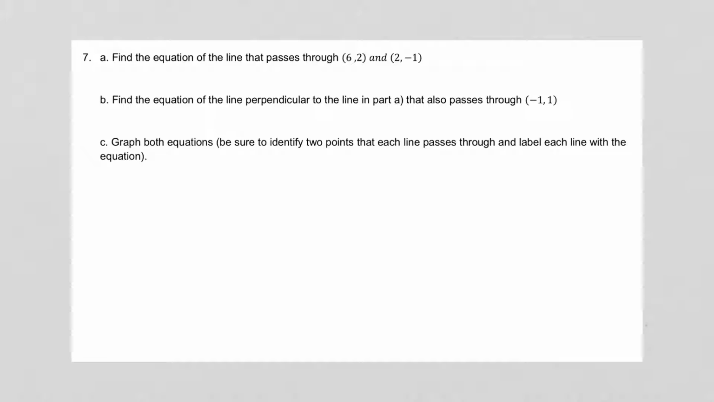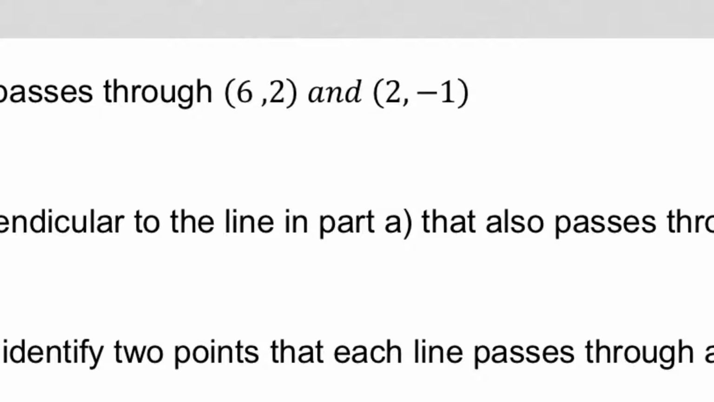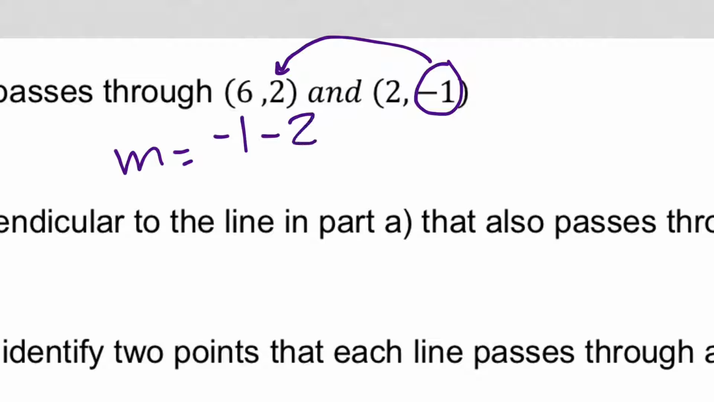Okay, find the equation of the line that passes through these 2 points. Well, find the slope. So to find the slope, we do rise over run, change in y over change in x. So let's take our y values, like for example the y value from that point, -1, and let's subtract the y value from that point. So minus the second y value is 2. Divide that by the x value from the same point you started with.